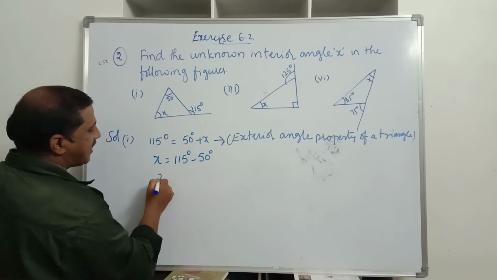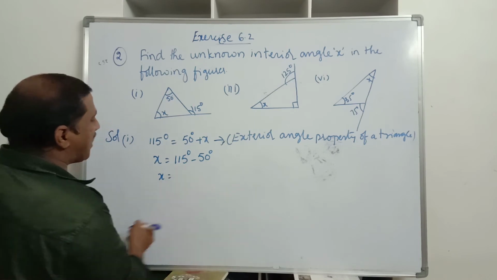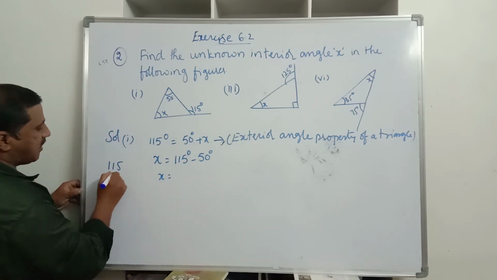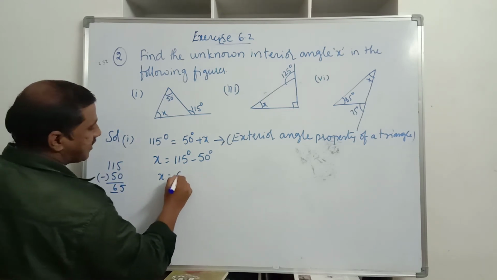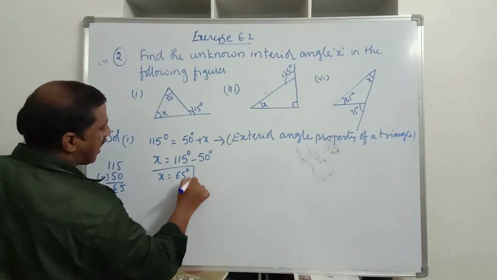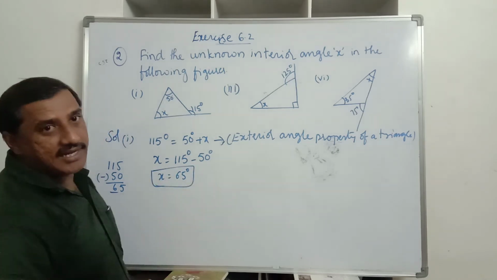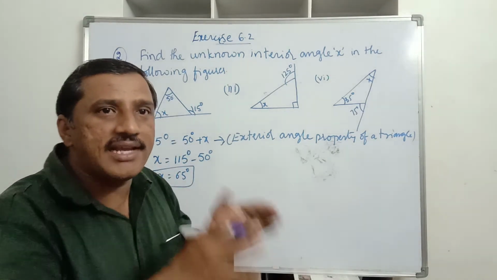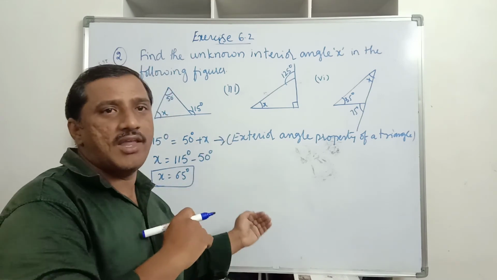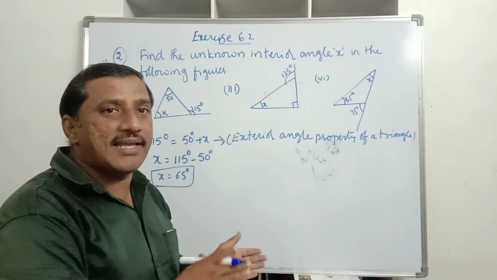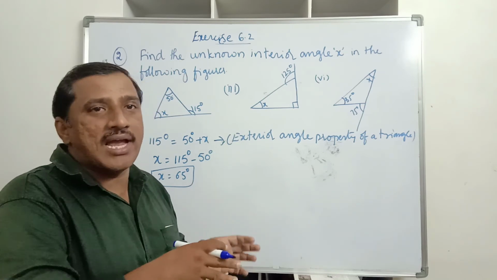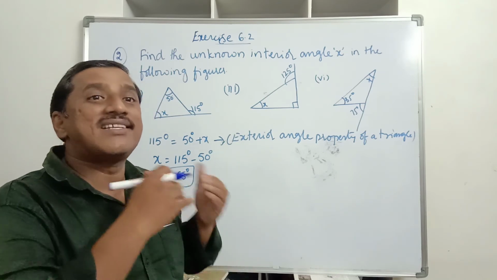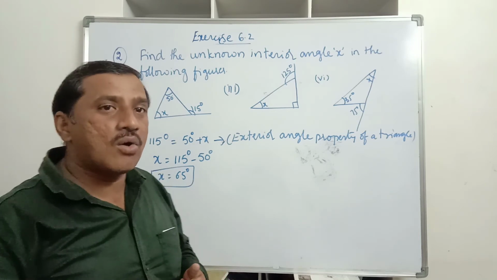How much will we get for 115 minus 50? It is 65 degrees. 5 minus 0 is 5, 11 minus 5 is 6, so 65 degrees. So the unknown angle in the first one is 65 degrees. Just subtract the known angle from the exterior angle to get the unknown angle. So what is the concept? Subtract the known angle from the exterior angle to get the unknown angle.